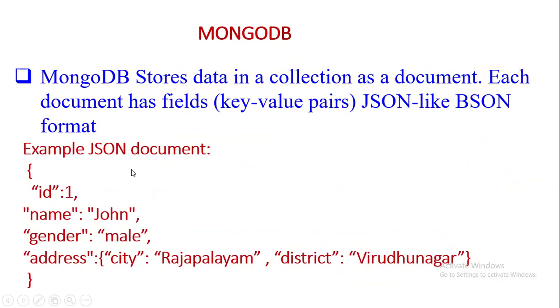Let's see an example JSON document. Open the flower bracket and close the flower bracket. Within that, we are using the key and the value. Here the key is ID and the value is 1. So here we are having 4 fields. All these 4 fields make up the document. The group of documents we are calling a collection.